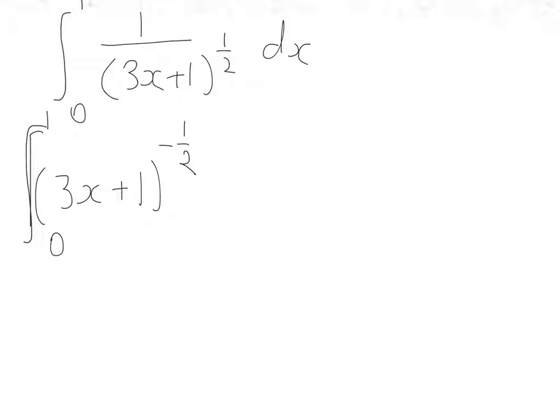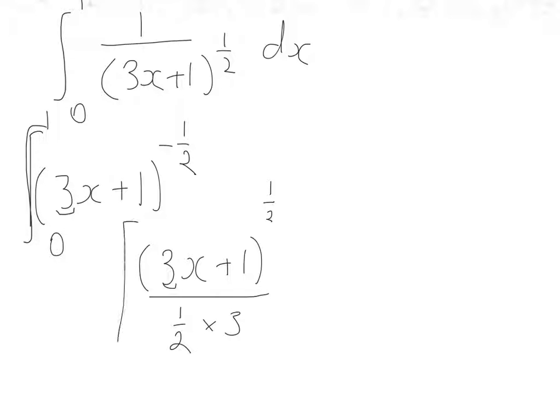Now for integrating a bracket, remember we add 1 onto the power, divide by our new power, multiplied by the coefficient in front of x, which is 3. So add 1 onto the power, so minus a half plus 1 is minus a half plus 2 halves, and that's 1/2. I'm now going to divide by my new power, multiplied by the coefficient in front of x, which was 3. And that's between 1 and 0.